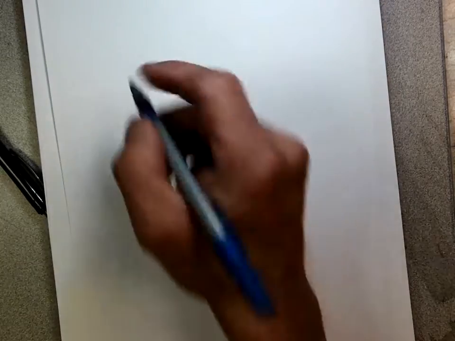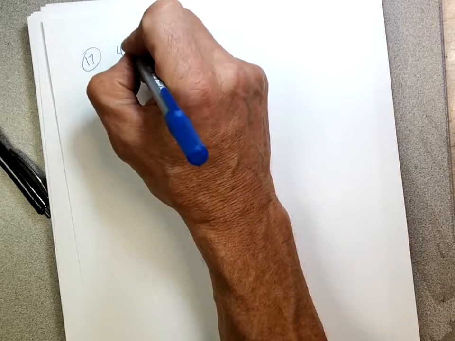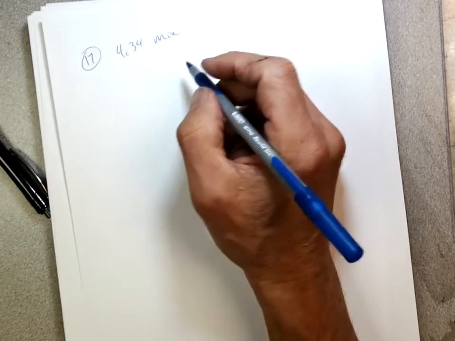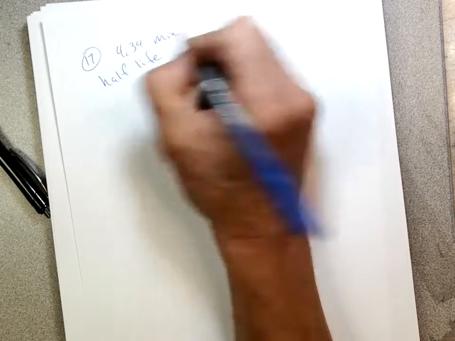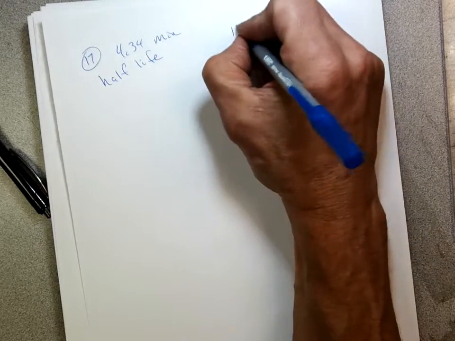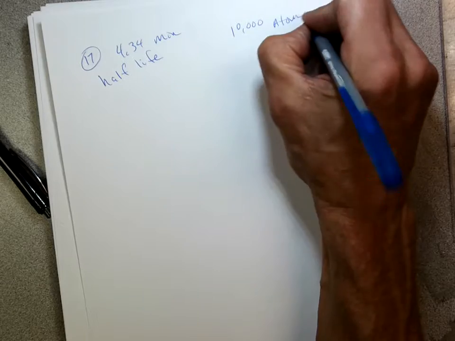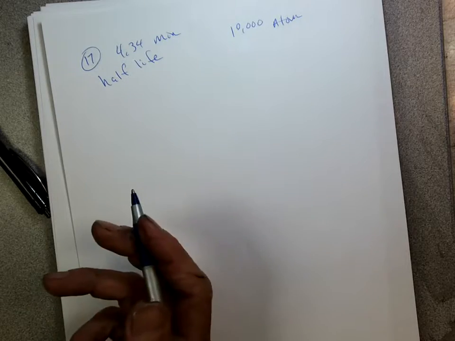All right, 17. Seborgium, that sounds like a funny sounding stuff, has a half-life of 4.34 minutes, which means it's pretty unstable. Okay, that's my half-life. So the scientist has created 10,000 atoms in a lab. And it's going to start to fall apart real quickly because it's highly unstable. So find a half-life function to model this.